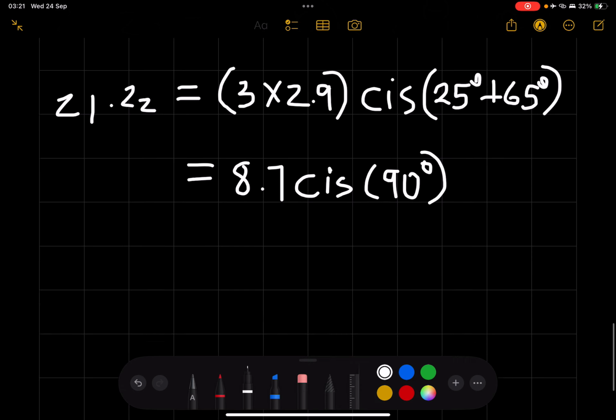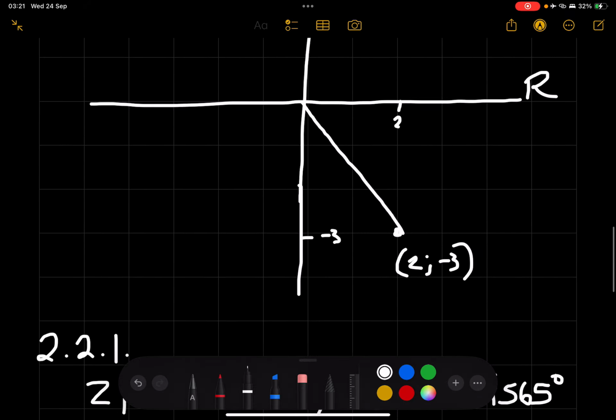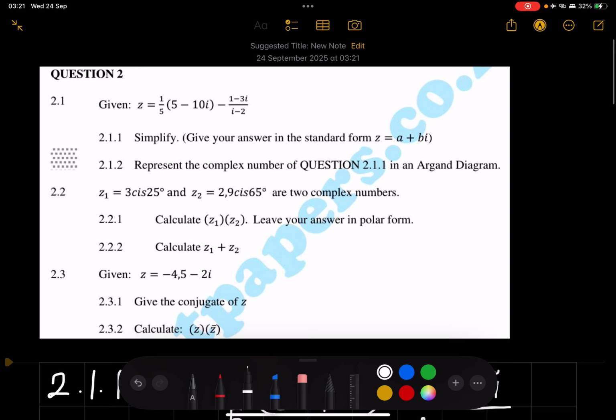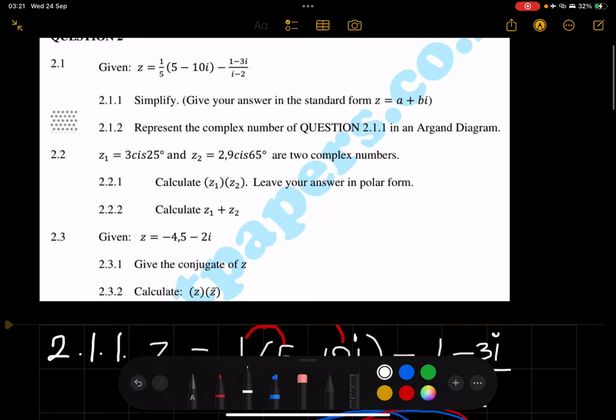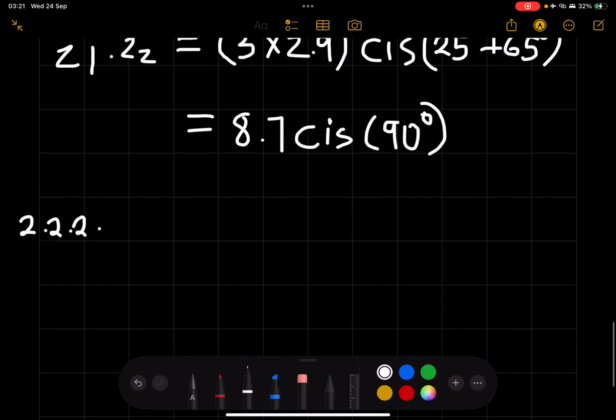Awesome. Then next question, 2.2.2. We are given, okay, let's just check 2.2.2. What are we given? So we are given 3 cis 25. Oh, so it's the same question, but now we add in. Do we see it, ladies and gents? Okay. Yes, 2.2.2, we need z1 plus z2.